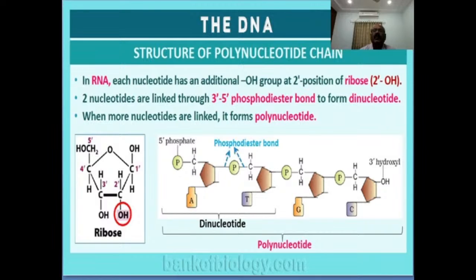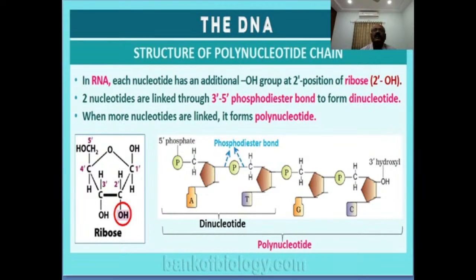Structure of polynucleotide chain. In RNA, each nucleotide has an additional hydroxyl group at the second position of the ribose sugar. Two nucleotides are linked through a 3' 5' phosphodiester bond to form a dinucleotide. When more nucleotides are linked, it forms a polynucleotide.